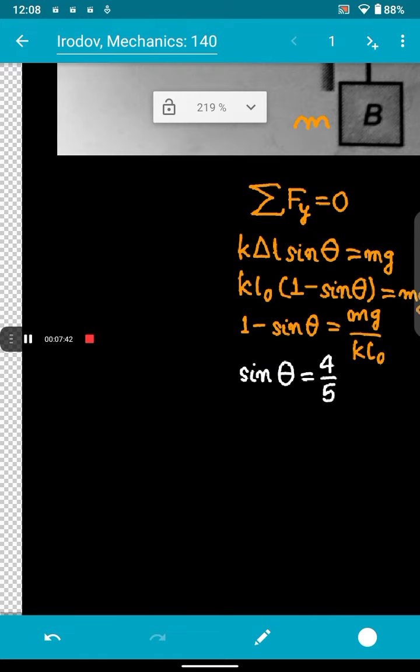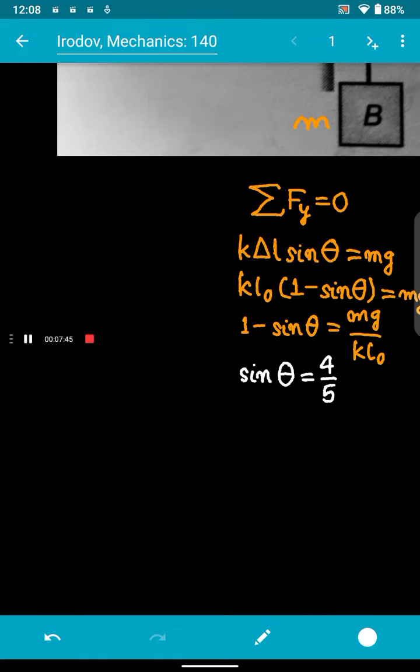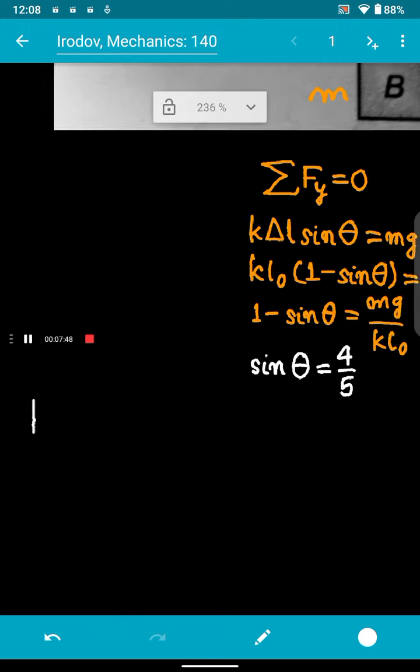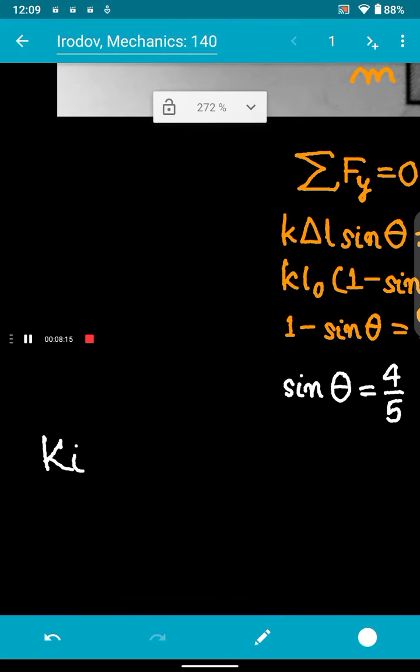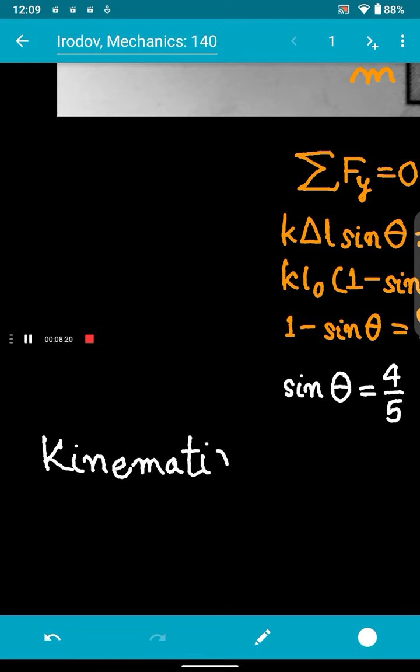So let me solve by the kinematic solution. That looks a little iconic too. Anyways, kinematic method.